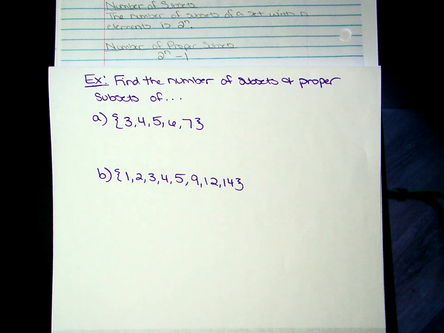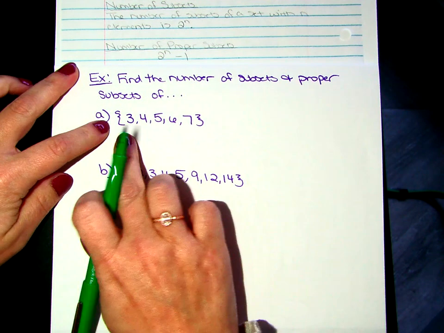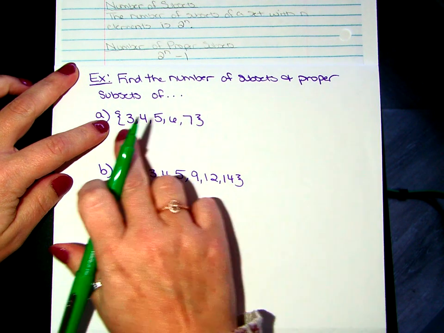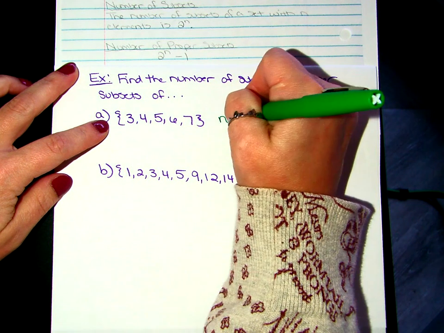We're going to find the number of subsets and proper subsets of the set 2, 3, 4, 5, 6, and 7. Notice this is asking for the number of subsets. It did not ask us to list out all the subsets. So we don't have to do the empty set, the full set, and all that jazz like we did on the last 3. All we're going to do is find the number of subsets and the number of proper subsets. So we need to know how many elements are in this set. 1, 2, 3, 4, 5. So the n, or the cardinality, for this set is 5.